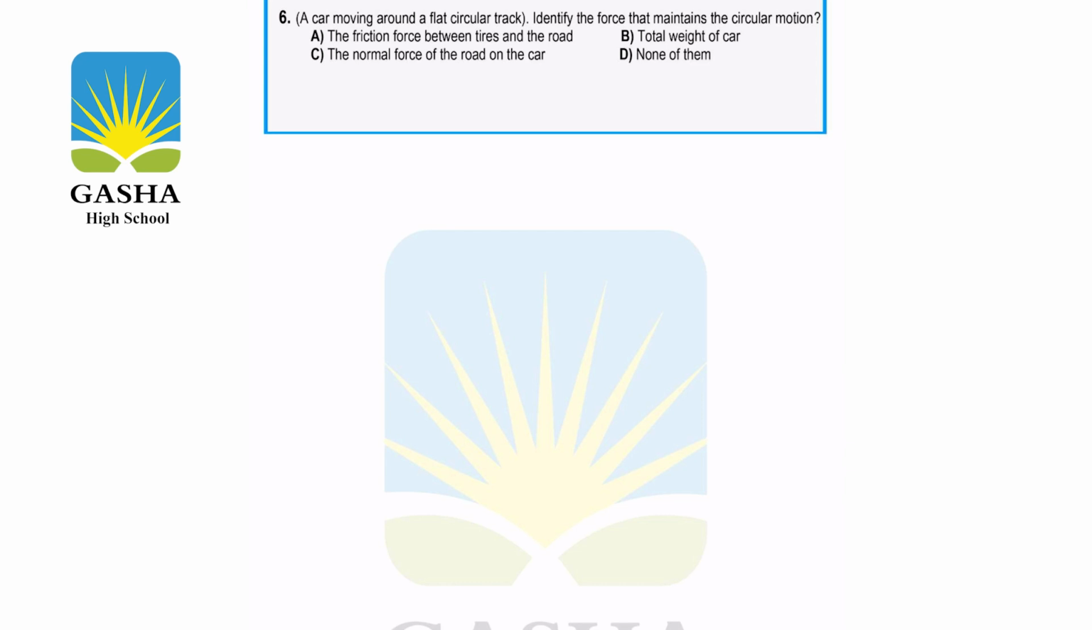You have to know which of the following provides enough centripetal force to maintain the car in a circular path. The first one is the friction between the tire and the road, which is the correct answer because there is a direct contact between the road and the tire. So friction force produces FC. The total weight of the car and the normal force don't provide enough FC for the car to maintain a circular path.